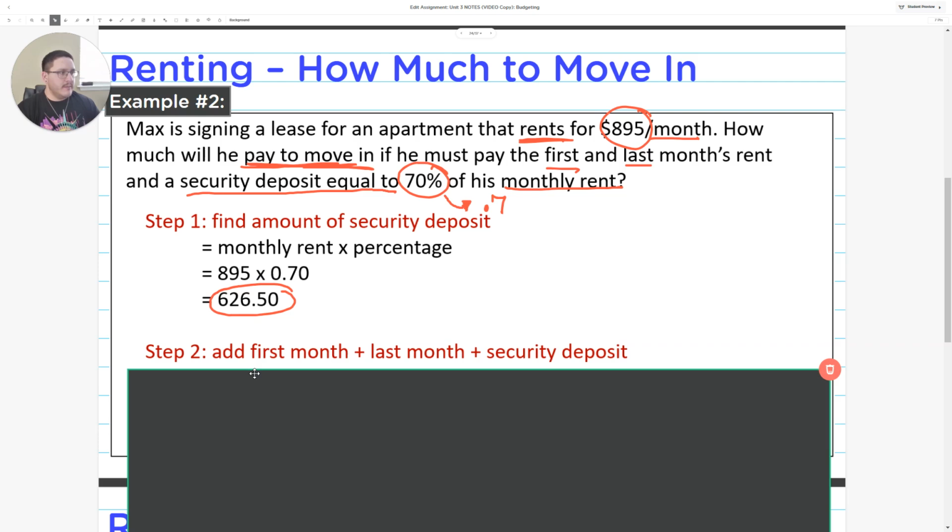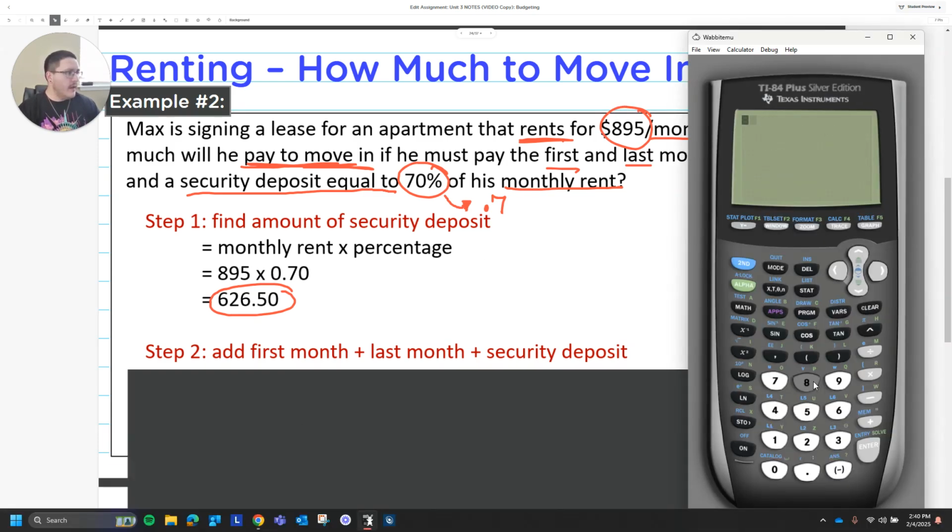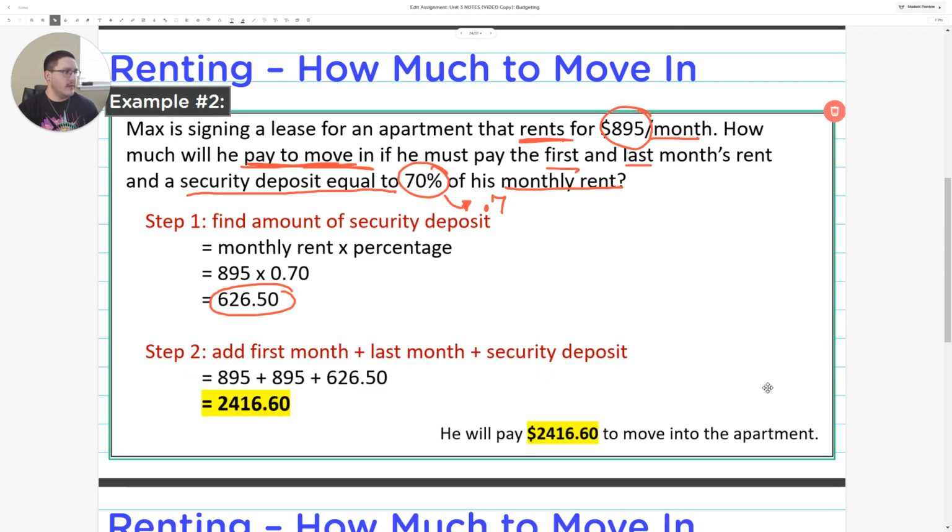To calculate how much it'll take to move in, we need to add the first month, the last month, and the security deposit all together. So the first month and last month's rent is $895. So we're going to add that twice. 895 plus 895. And then we're also going to add the security deposit, which we found out to be 626.50. Altogether, in order to move in, you have $2,416.50 to move into the apartment.